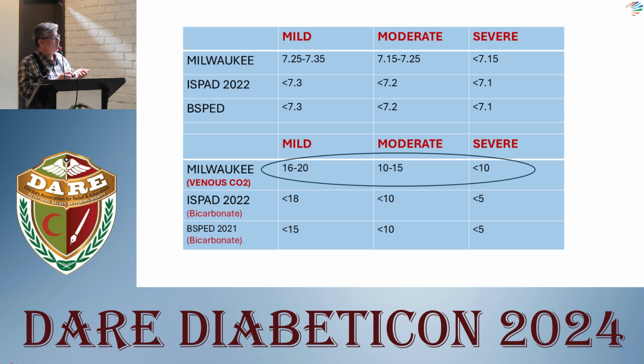In our unit, we usually follow the SPAD guideline. This is easy because it has classified very nicely into mild, moderate and severe. Important thing for mild, moderate, severe in Milwaukee is they have used carbon dioxide for their classification, while SPAD and BSPAD have used bicarbonate: less than 5, less than 10, less than 18 for SPAD, and less than 5, less than 10, and less than 15 for BSPAD for severe, moderate, and mild respectively.